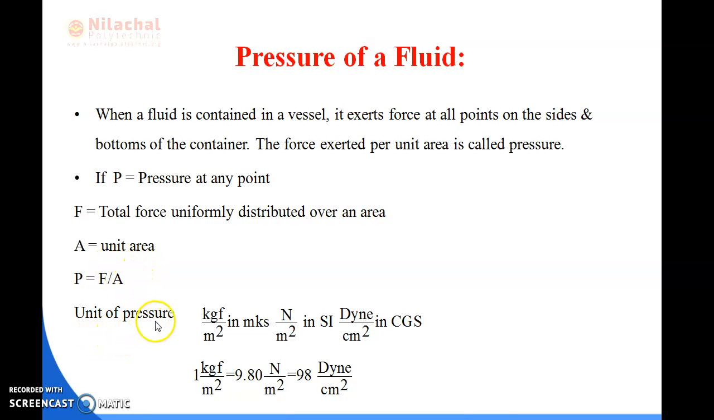The unit of the pressure: if you come to the MKS system, that is kg force per meter square. If you come to the SI system, that is Newton per meter square. If you come to the CGS form, then this is dyne per centimeter square. I am giving some example here. 1 kg force per meter square is equal to 9.81 Newton per meter square is equal to 98 dyne per centimeter square.